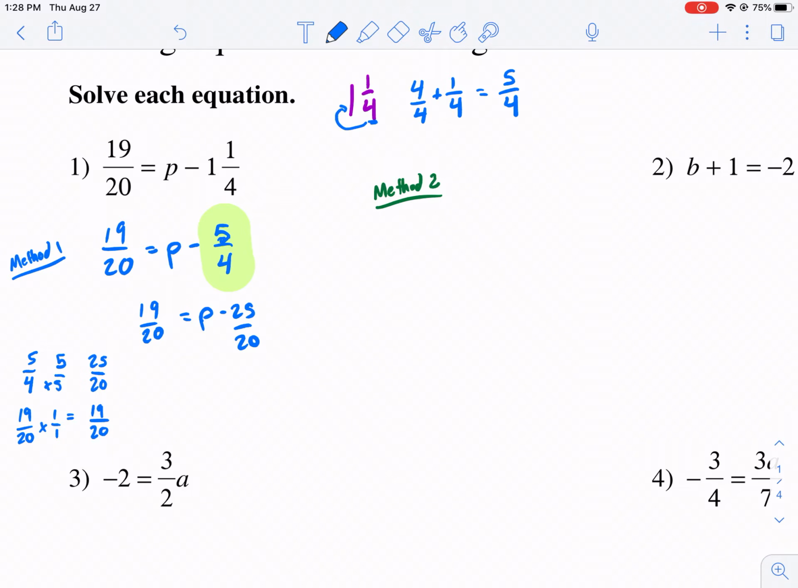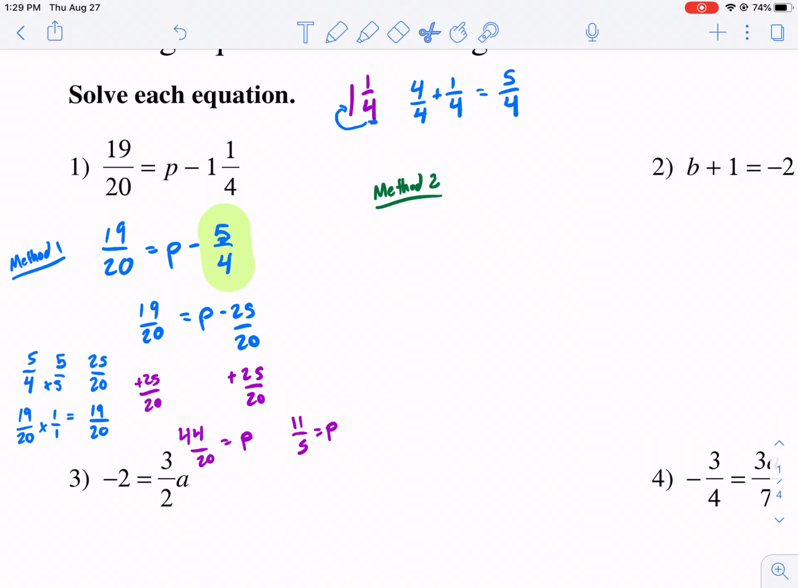We have to do the opposite operation to get P alone. So then what they'll do is add 25/20 to both sides, 25/20 to both sides, and they get, what is that? That is 44/20 equals P. And they could simplify that, so that's not too bad to simplify. You divide both by 4 and you get 11/5 equals P. So that's one method, okay?